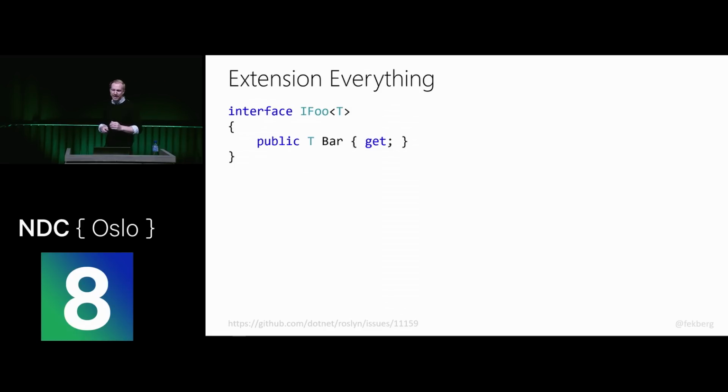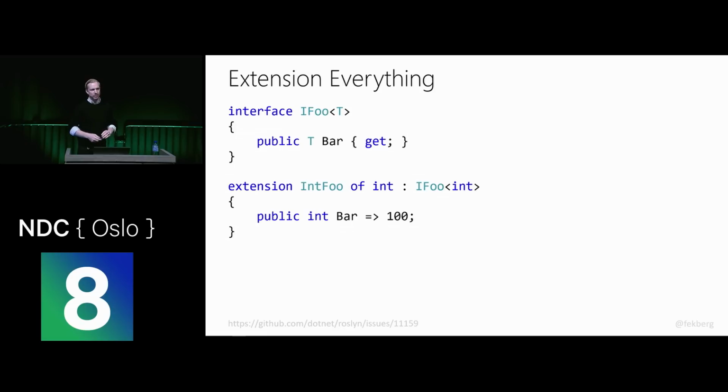Now, I want to extend the integer with this. So we could, for instance, say I have this extension called IntFoo, which is of integer, and it implements the interface IFoo of int. And then all of a sudden, we have this implementation that allows us to say, well, I'm now extending integers.